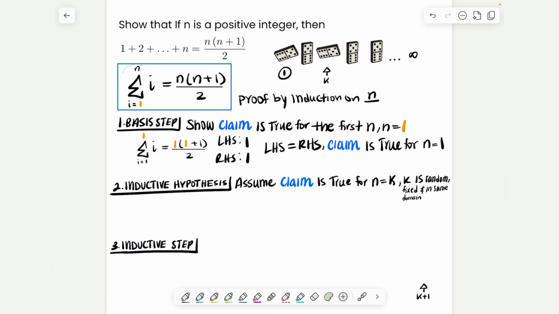All that means here is you're going to take your claim, drag it down here, and wherever you see n, you're just going to replace it with k. So I'm going to put k here, and k here. And that's it. That's all we're doing. Just leave it like that. Move on to the third step.